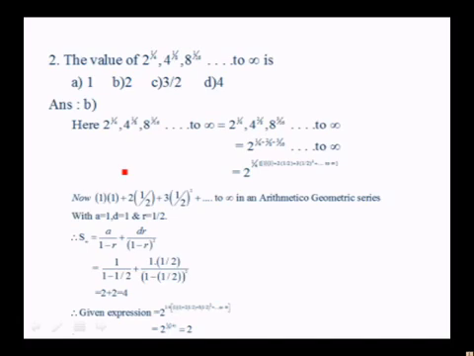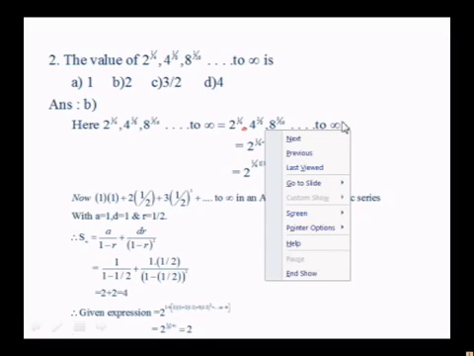Next question, the value of 2 to the power of 1 by 4, 4 to the power of 1 by 8, 8 to the power of 1 by 16, etc. to infinity is, options 1, 2, 3 by 2, 4. Here, 2 to the power of 1 by 4, 4 to the power of 1 by 8, etc. to infinity can be written as 2 to the power of 1 by 4 into 2 to the power of 2 by 8, 2 to the power of 3 by 16, etc.